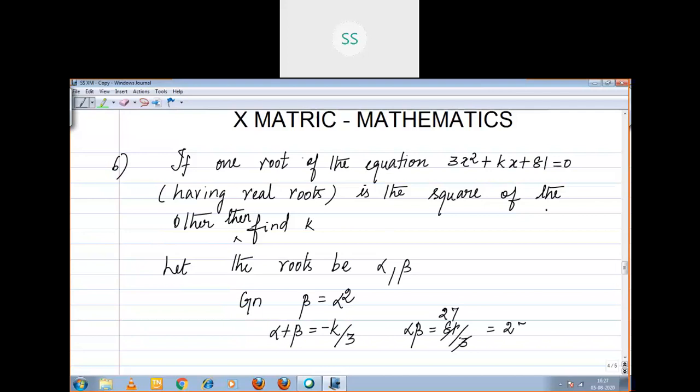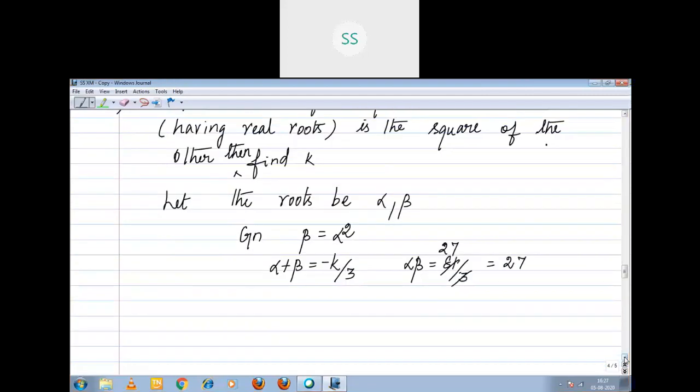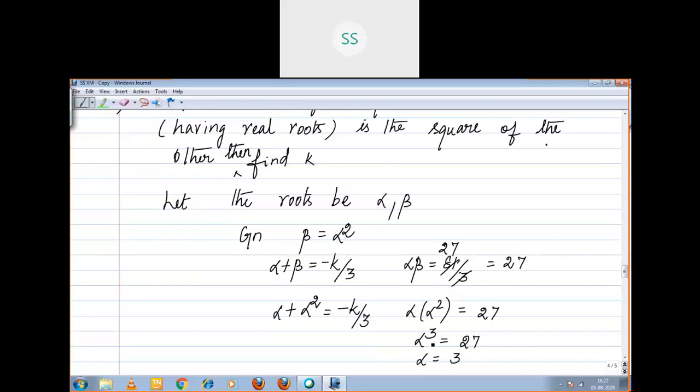Right children? Now only I am going to enter into the given format. One root is the square of the other is given, no? Now alpha plus alpha squared equals minus k by 3, and alpha into alpha squared equals 27. Now, what is alpha cube? Alpha cube equals 27. Now, what is alpha? Alpha equals 3, cube root, right? Alpha equals 3.